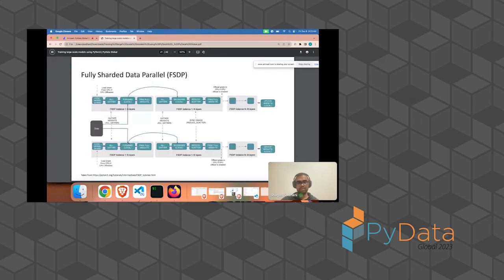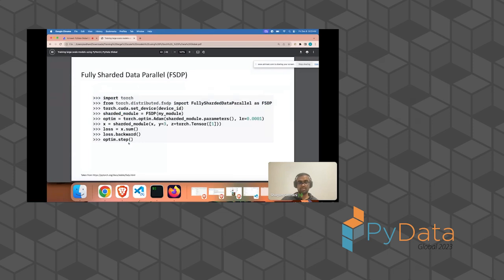This is a high-level overview of how FSDP works, but we won't go into this here. The main thing to know here is FSDP is relatively straightforward to use with PyTorch. So you make your model, and then you wrap it in FSDP. And after wrapping, you get a sharded module, and you use the sharded module to create the optimizer. And that's it. And then you keep doing your standard PyTorch stuff as you would do otherwise.